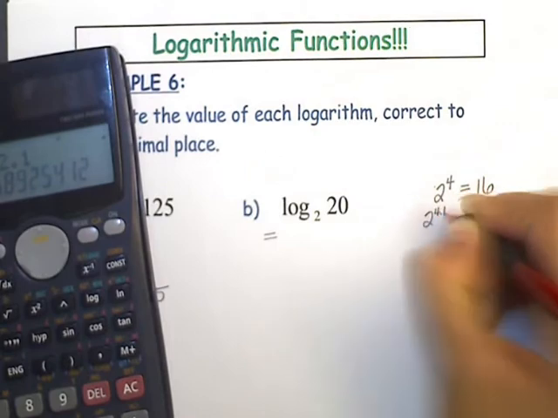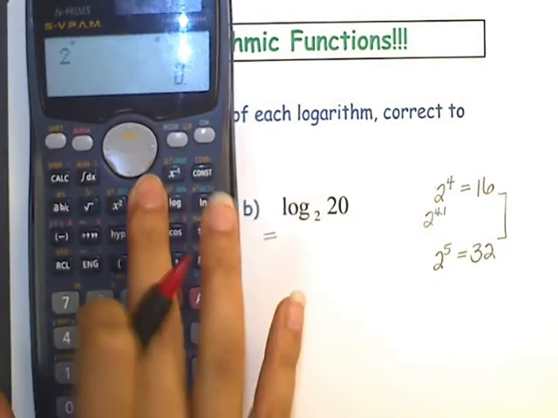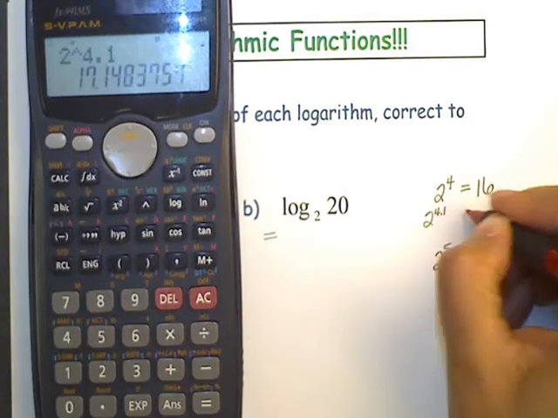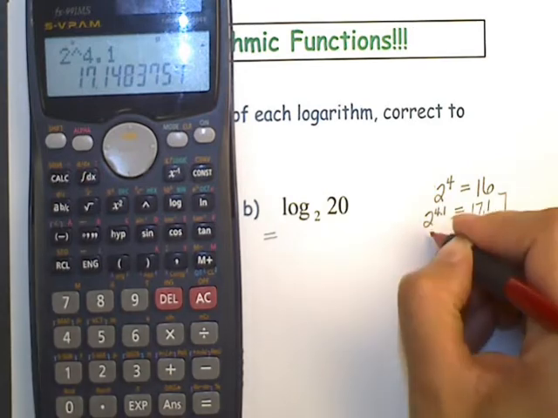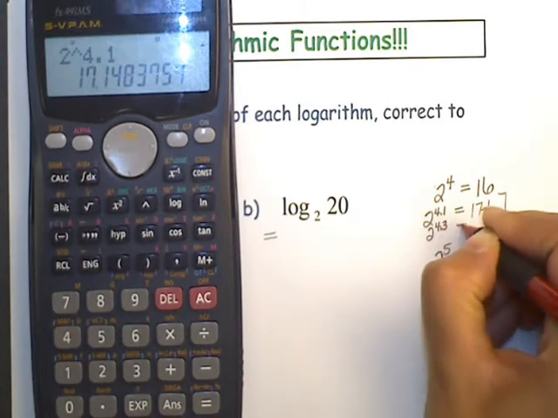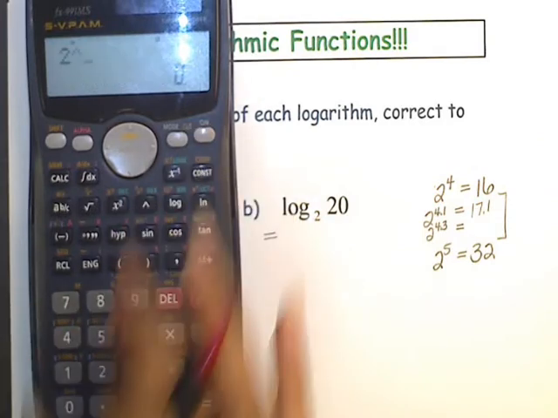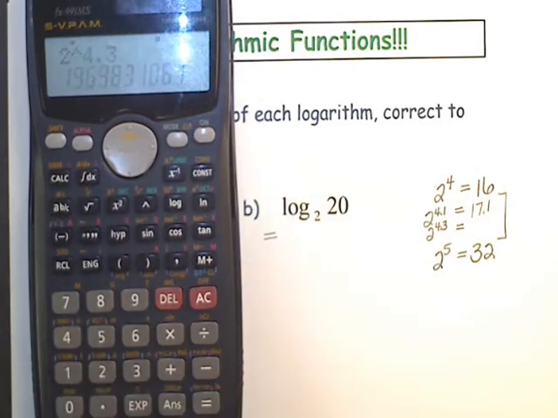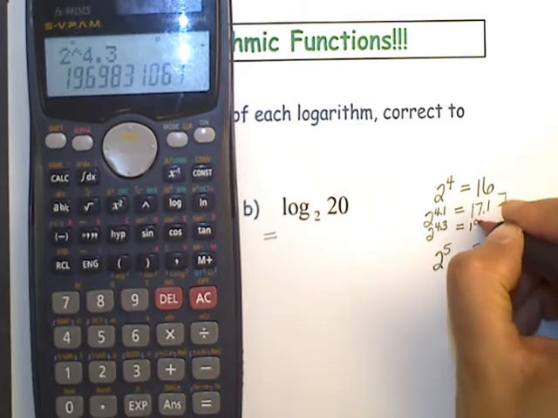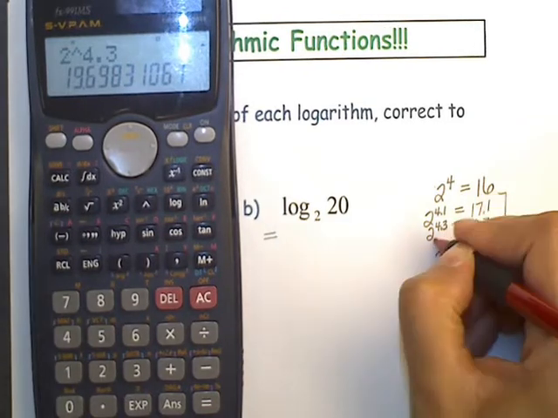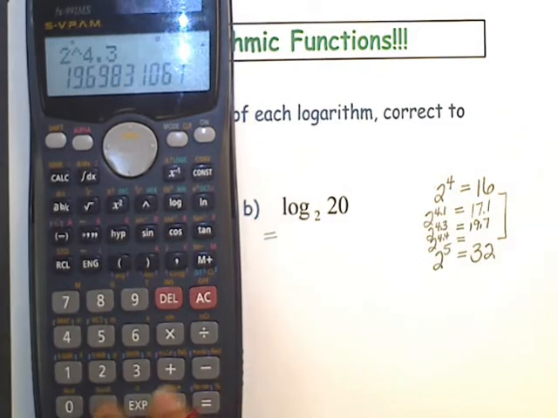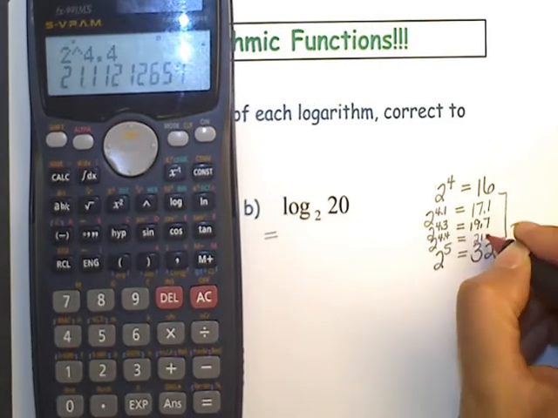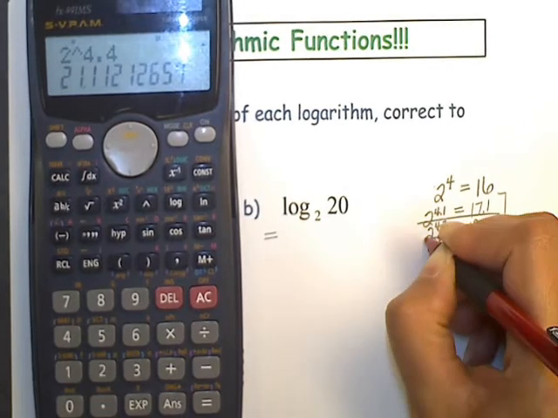So 2 to the exponent 4.1 gives me about 17.1. It's not very close. Let's try 4.3. So 2 to the exponent 4.3. It's pretty close, so that's 19.7. And just for the sake of it, let's try 2 to the exponent 4.4. See what we get. And that's 21. So this one's a little bit too high. So I think the closest one we got was this one, which is an exponent of 4.3.